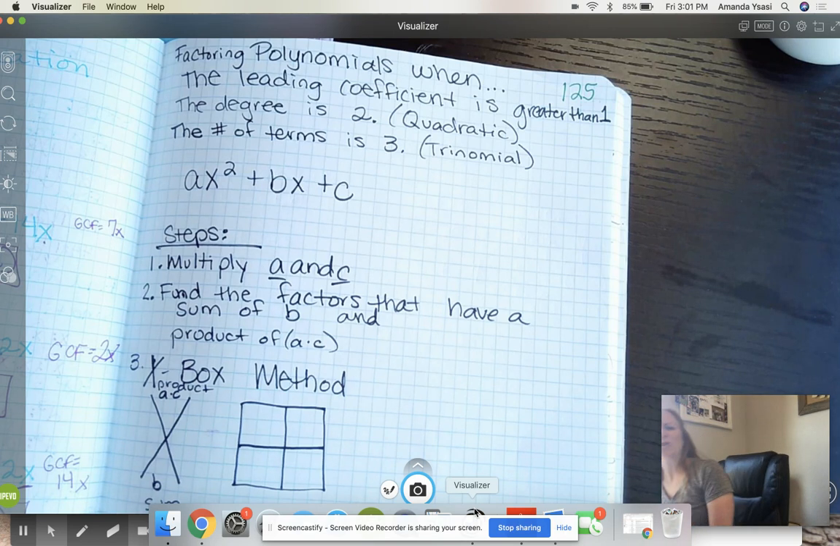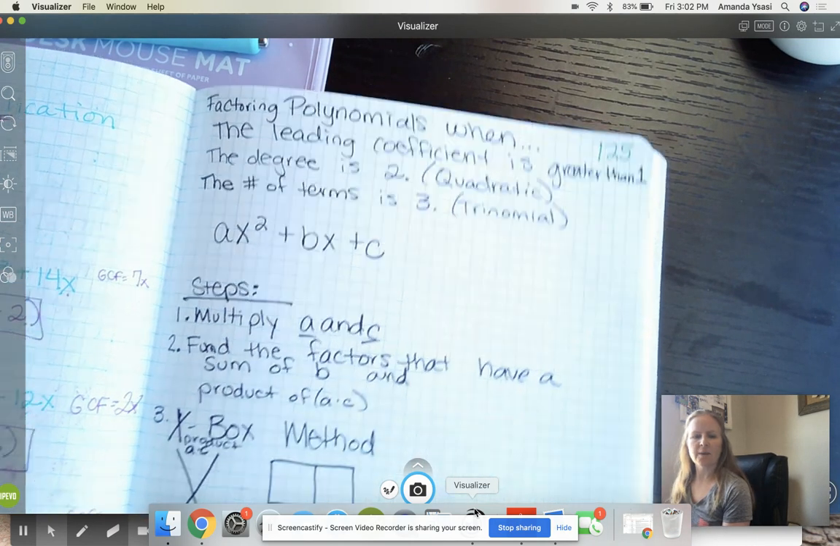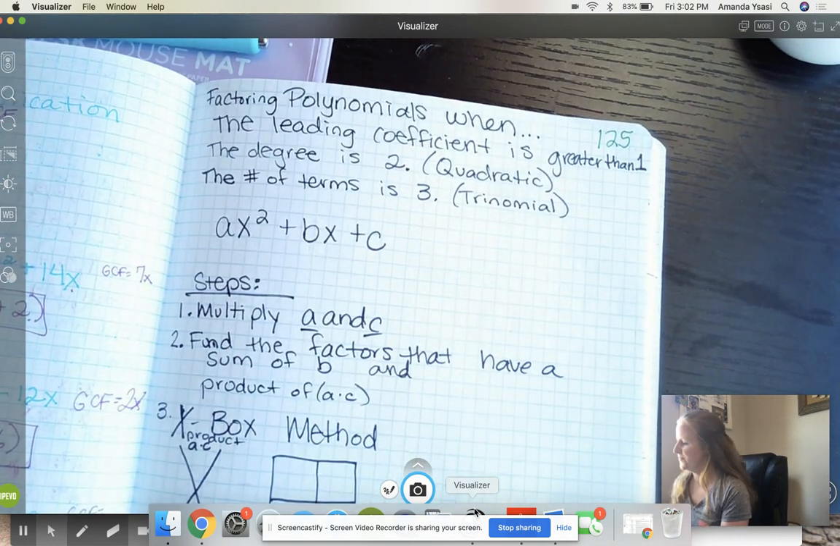Hey, let's get into factoring polynomials. So I went ahead and wrote down some notes. So if you want to pause and copy this down, then I'll talk about it.